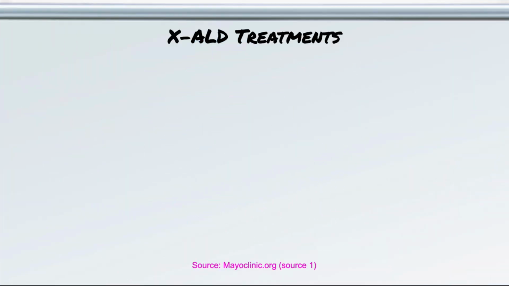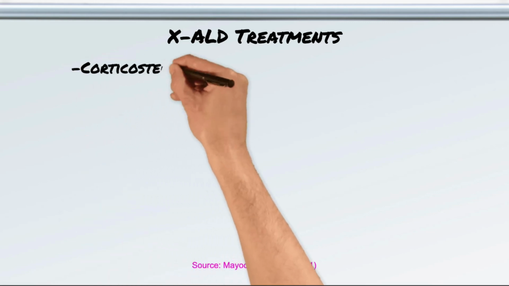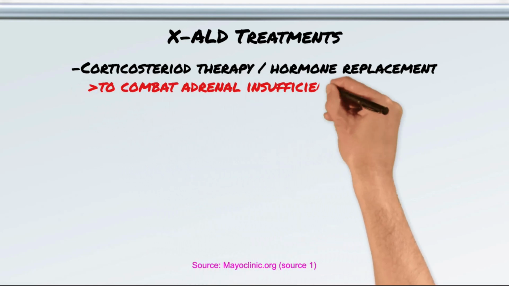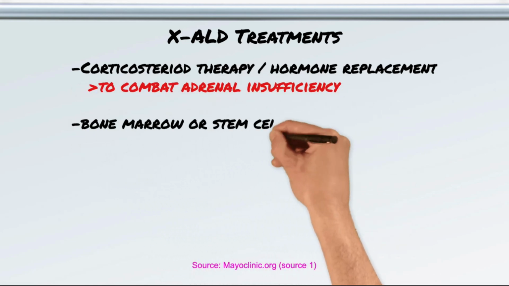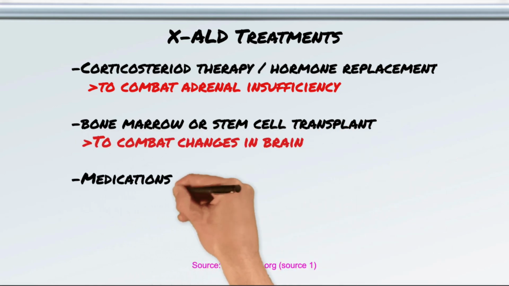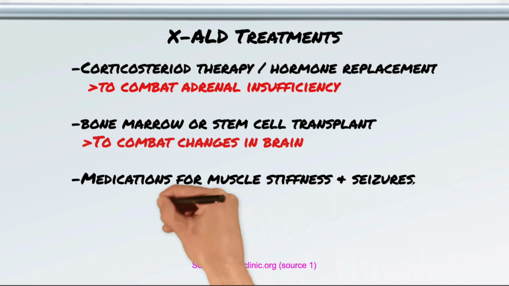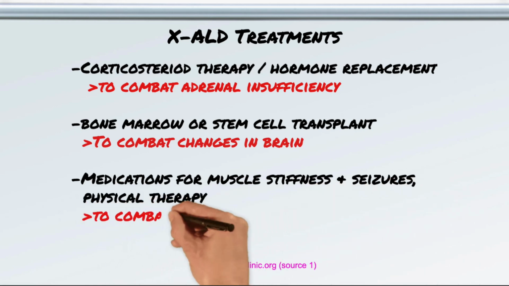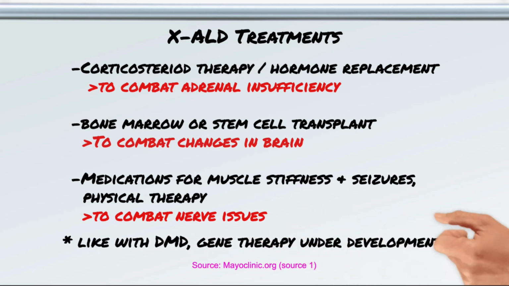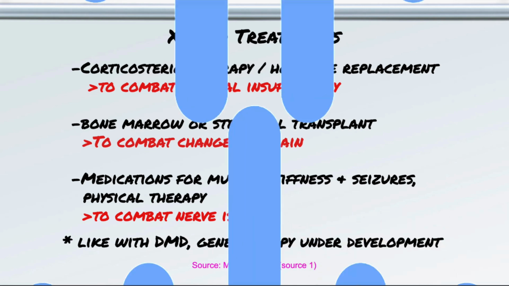Now, there is no cure for this disease, but some treatments are corticosteroid therapy or hormone replacement therapy to treat the adrenal insufficiency, bone marrow or stem cell transplant to slow or stop progression of changes in the brain, and then the doctors may also prescribe medications to relieve stiffness and seizures, as well as physical therapy. In addition, just like with DMD, gene therapy is currently in the works.